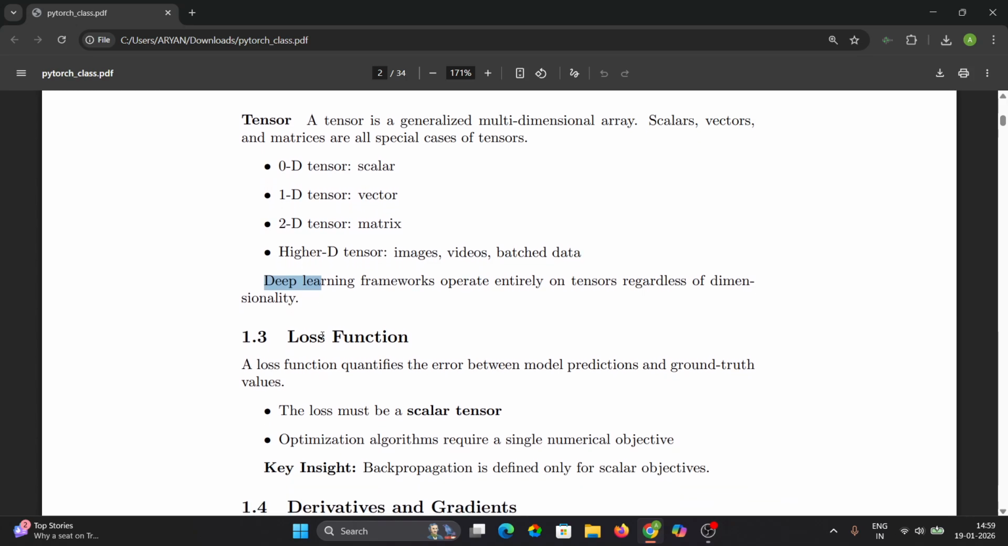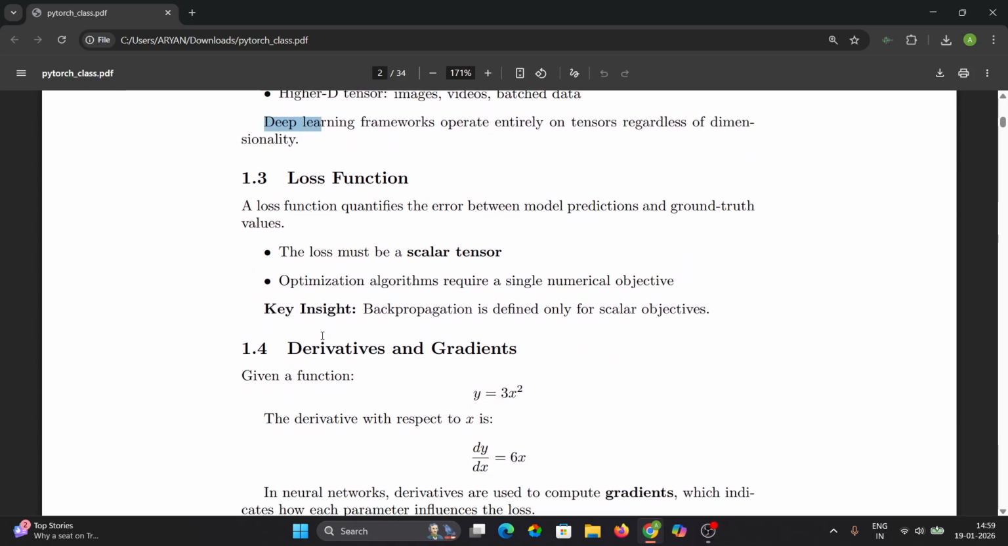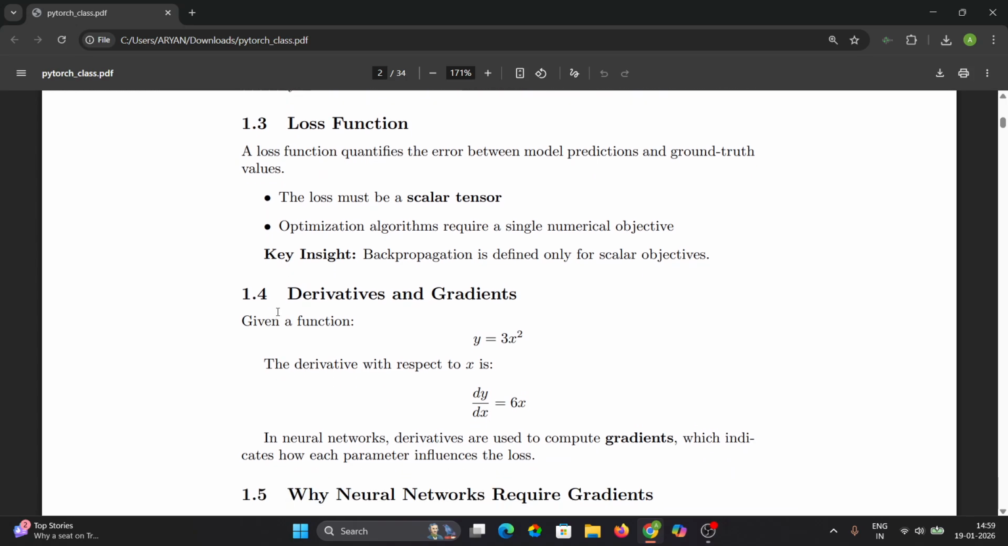Now we will read what a loss function is. A loss function quantifies the error between the model prediction and the ground truth value. So what is loss? It is the difference between the actual correct value and the predicted value. Take the case of house price prediction: the actual house rent value and the value you predicted, what is the difference between them?